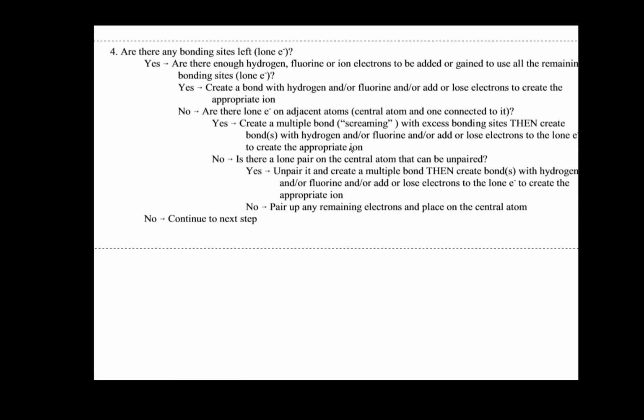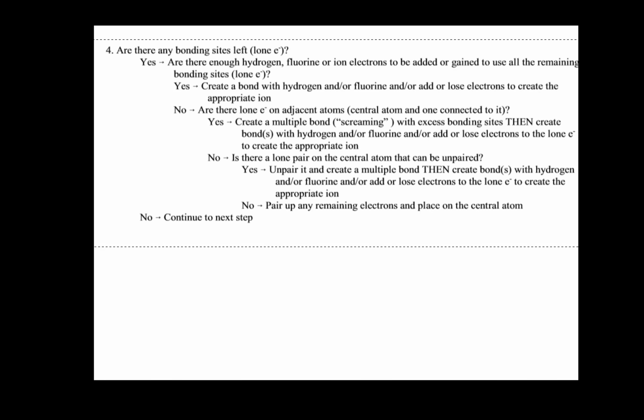Alright, so our next step would be to ask, are there any bonding sites left? And remember, we did that. If the answer is yes, are there enough hydrogens, fluorines, or ions to fill those? And we said yes. So we created a bond with the hydrogens and we finished it out. If the answer had been no, are there any lone electrons on adjacent atoms? Now I know this is going through kind of quickly, but I'll come back and I will do one of each kind.